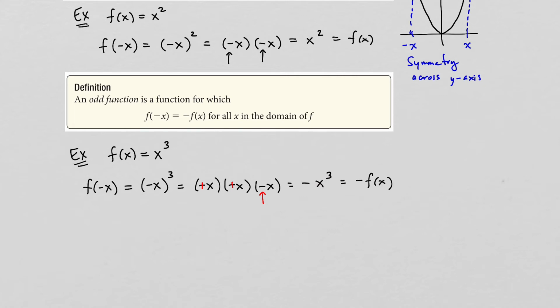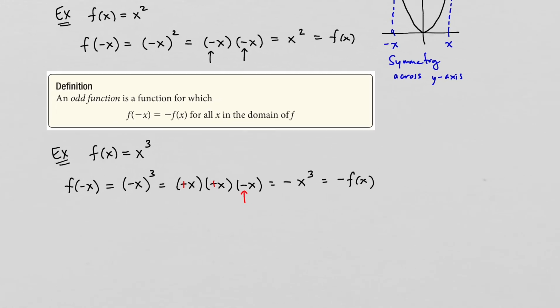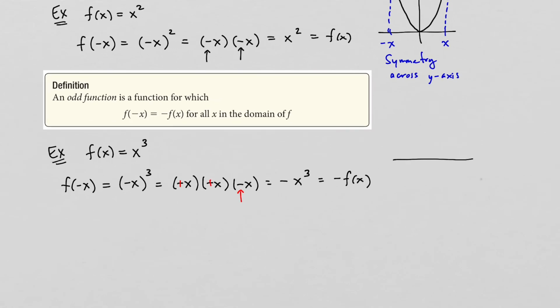So x cubed is a perfect example of an odd function. Now, what does that mean in terms of a graph? Well, let's graph f of x equals x cubed. And I am assuming that we sort of remember how to graph x cubed. It looks something like this. And the idea is as follows.